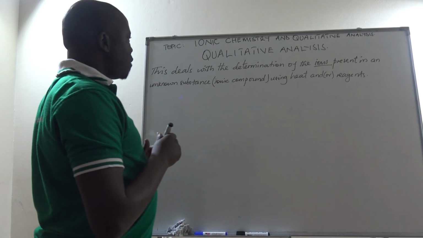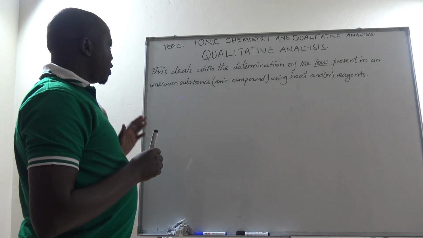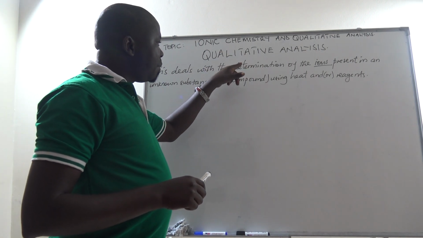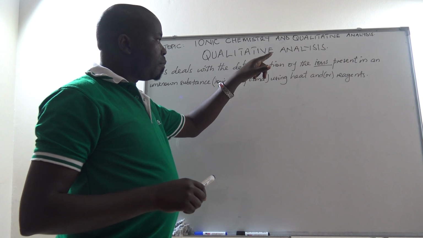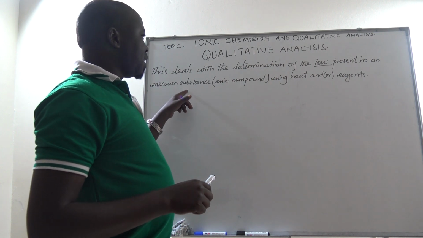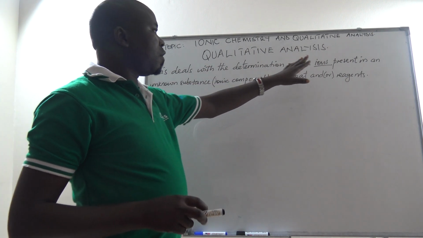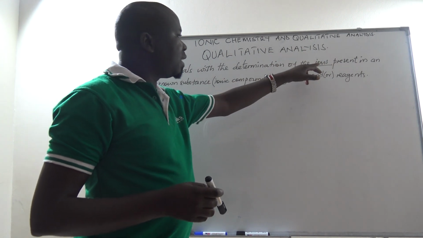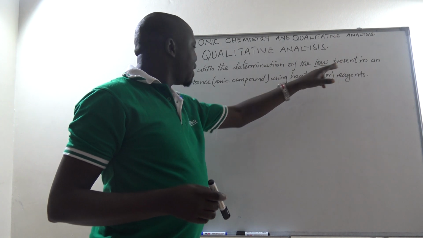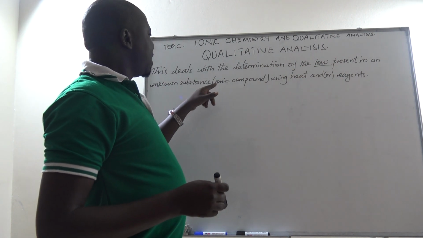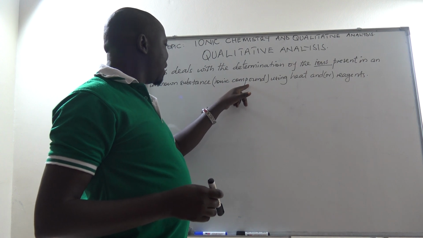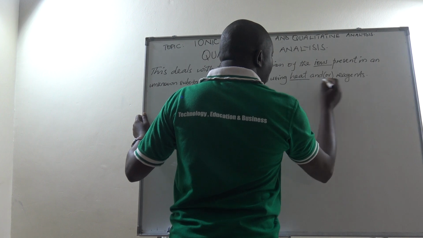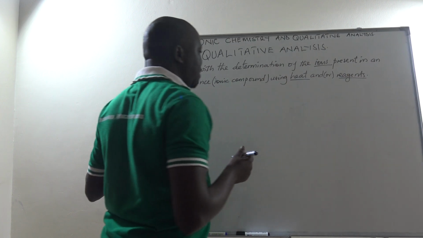So qualitative analysis in this case will deal with finding out or determining the ions present in an unknown substance. That is what we call the ionic composition. That is the cations and the anions which are present in an unknown substance, which is an ionic compound, which is provided using heat and using reagents. Let us look at this well.